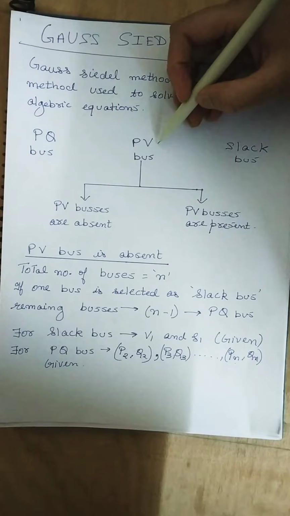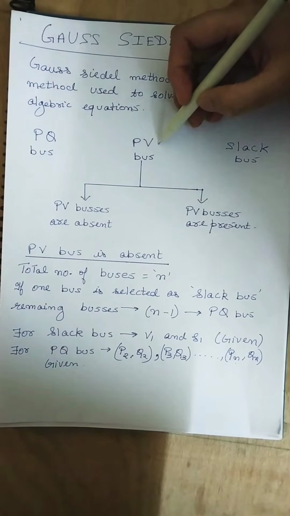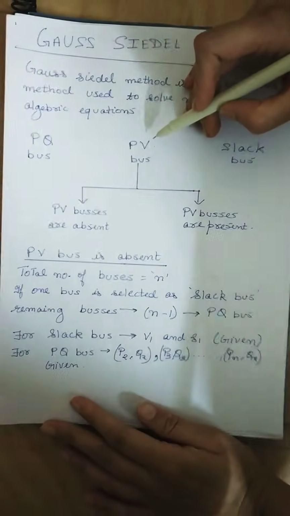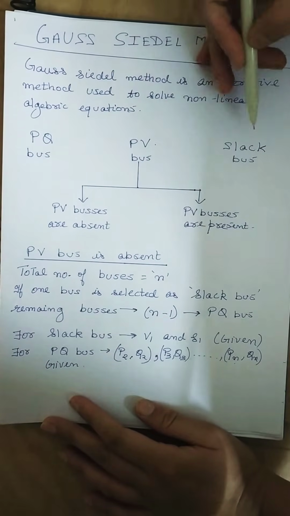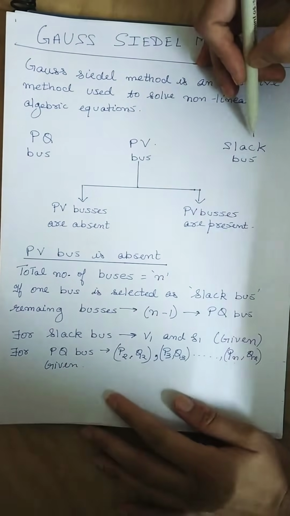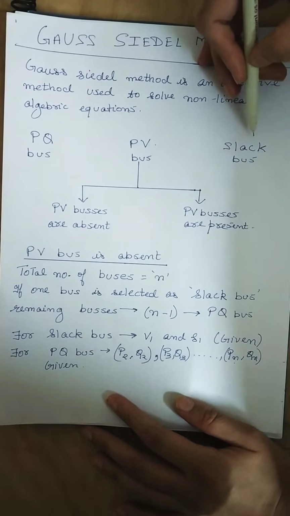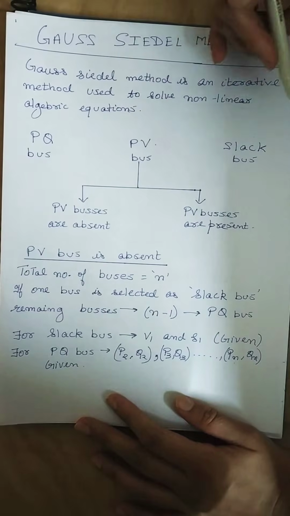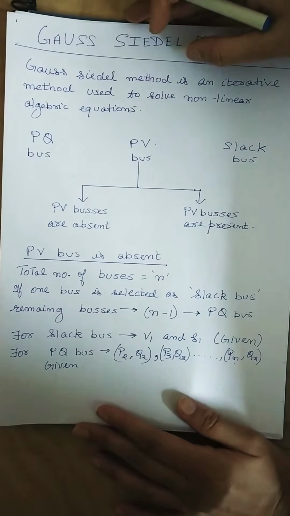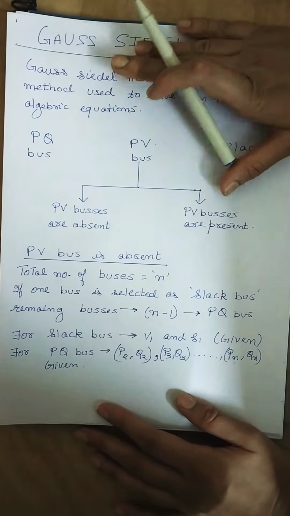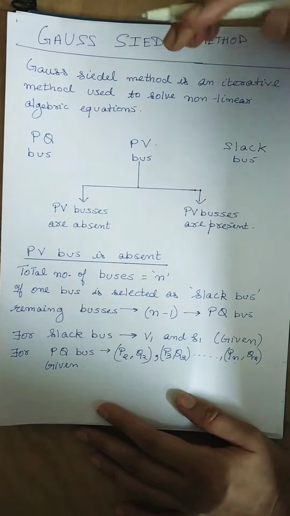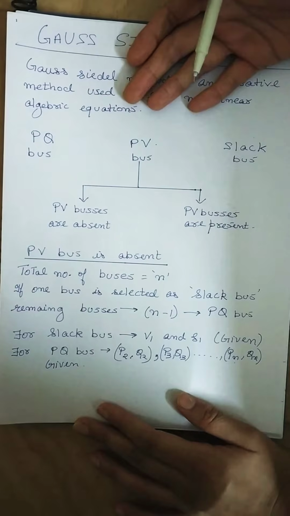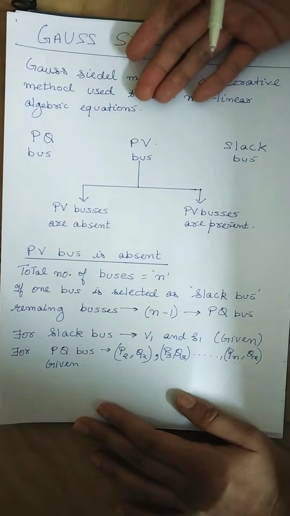Wherever the power and voltage value are given on any bus, it will be considered as the PV bus or generator bus. And the third is the slack bus, which is also known as a reference bus, and in the reference bus always the voltage and angle value will be given. So I've already discussed before that in load flow studies there are 4 variables, and out of those 4 variables any 2 variables are always given and the other 2 have to be determined.